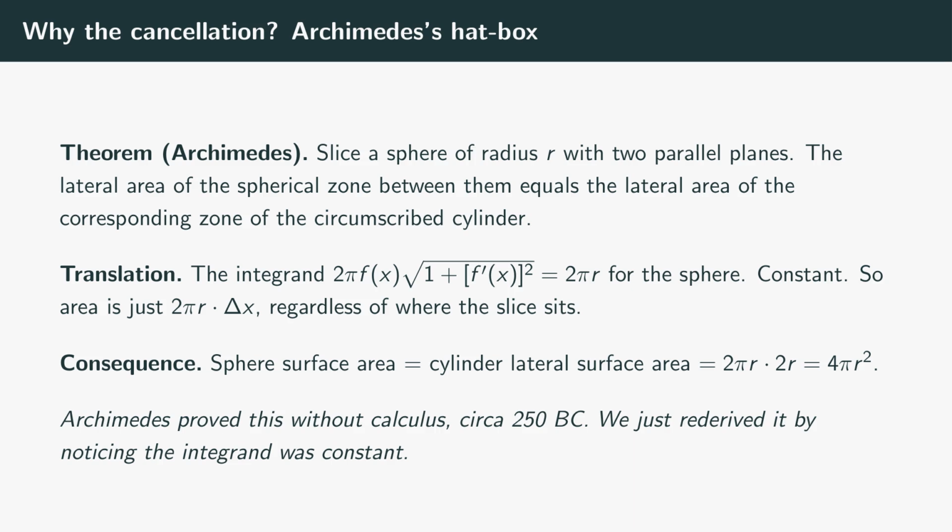The integrand 2 pi f of x times the square root of 1 plus f prime of x squared collapsed to the constant 2 pi r, which is the circumference of the cylinder at any height. So the sphere's surface area equals the cylinder's lateral surface area, 2 pi r times 2r equals 4 pi r squared. Archimedes was so proud of this result that he asked for the sphere and cylinder figure to be carved on his tombstone. Two centuries after his death, Cicero is said to have found that grave and identified it by the figure. We have rederived this 2,200-year-old theorem in 3 lines of calculus. That's the power of having the right tools.